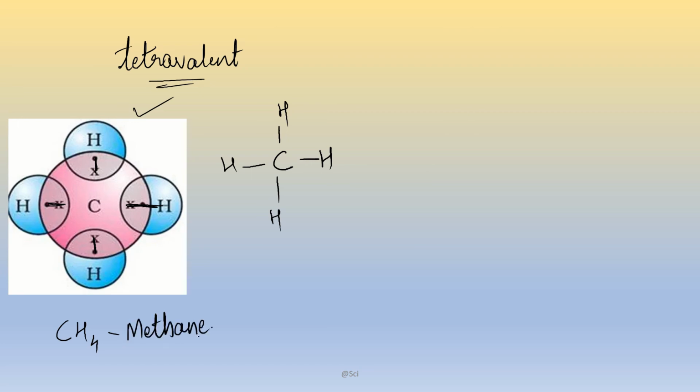So which is that one element now which can form single, double and triple covalent bonds? Your answer is carbon. So carbon is capable of forming single, double, triple covalent bonds with different elements. That's why we can see a lot of compounds which contain carbon, because of its tendency to form covalent bonds. I hope you have understood.